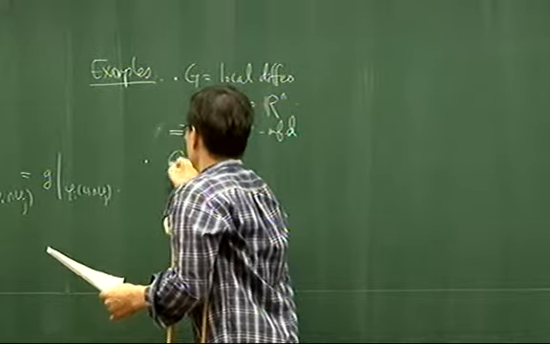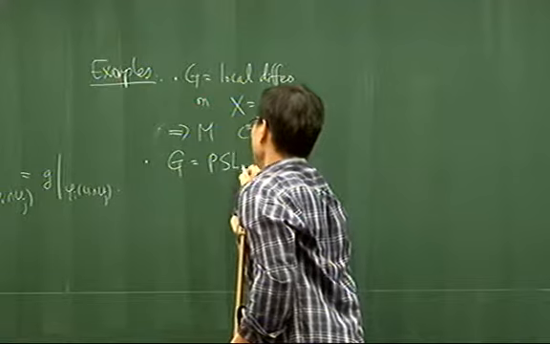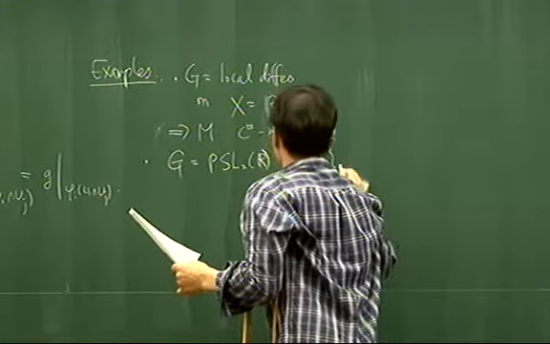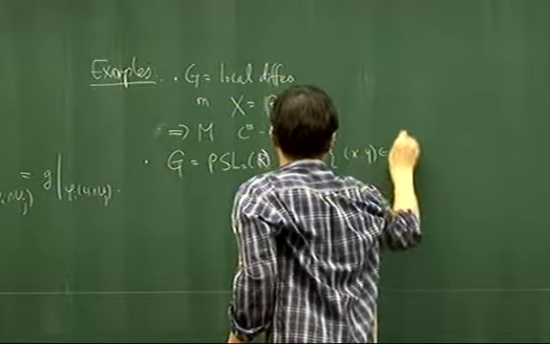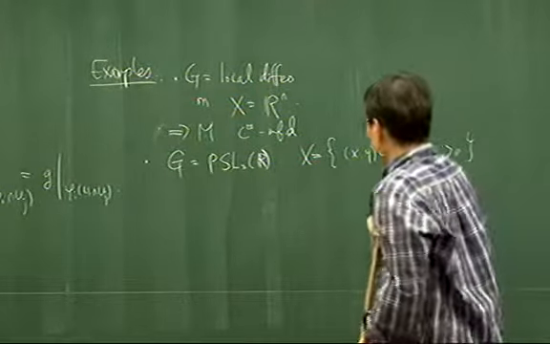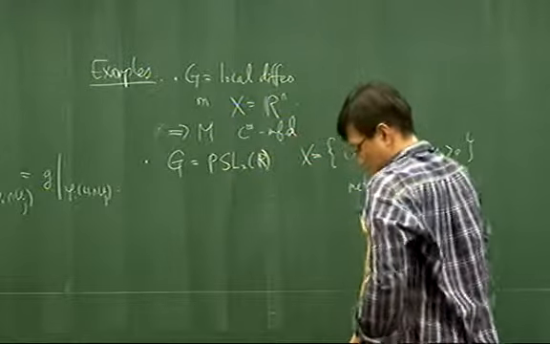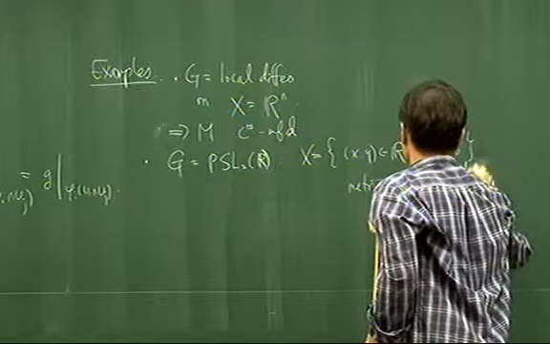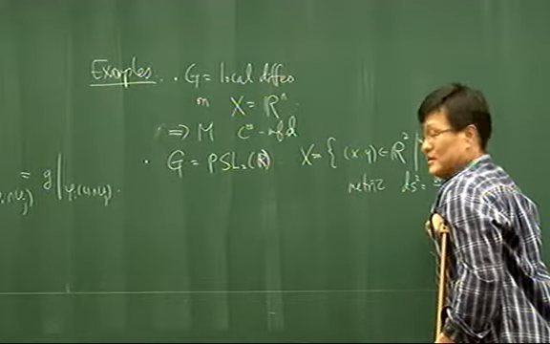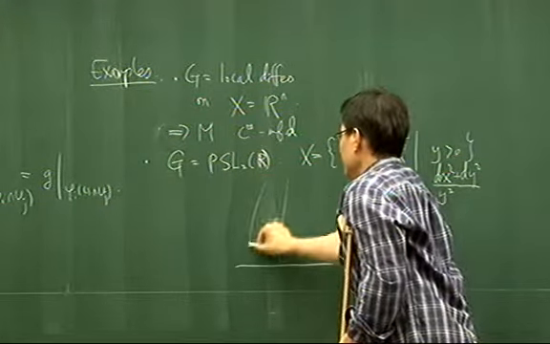Now take a more serious one. If you take G to be a Lie group, take PSL(2,R), and if you take X to be the set of elements in R^2 whose second coordinate is positive, and the metric here is proportional to the Euclidean metric, but as you go higher and higher, you divide by the height of this coordinate. So this is an upper half space in R^2.